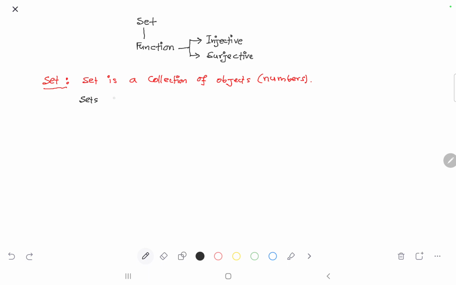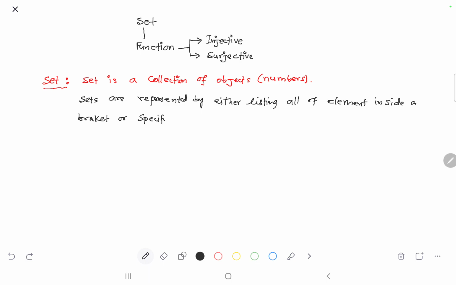So sets are represented by listing all of the elements inside a bracket, or specifying the property of elements without listing, just specifying the property that is satisfied by the elements. Okay, so let me tell you an example, so then you understand.